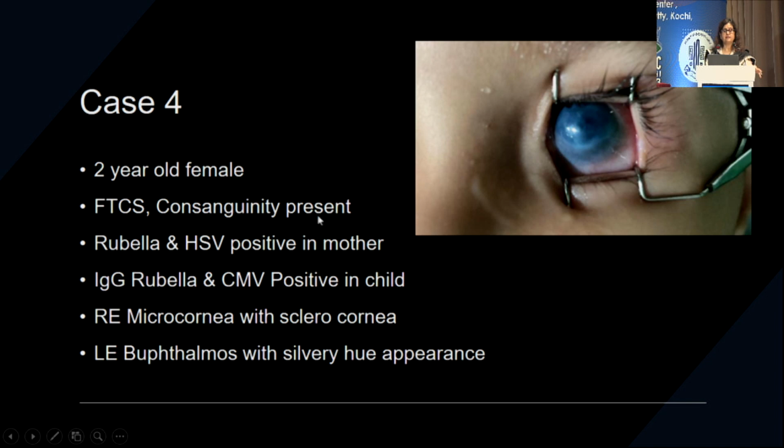Again, in most of our patients consanguinity is present, because we get patients, mostly Muslim patients, who have consanguineous marriages. The mother was positive for rubella and HSV, and the child was also positive for rubella and CMV. In one eye he had microcornea with sclerocornea, and in the left eye he had buphthalmos, as you can see, with silver hue appearance.